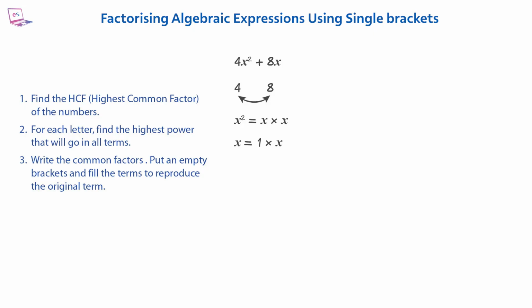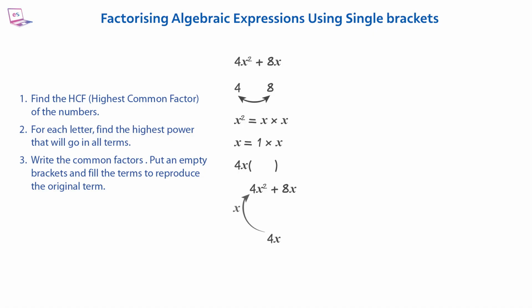It's time to move to step 3. Write the common factors found in steps 1 and 2, which is 4x, and put empty brackets. Now, we need to find the term that, when multiplied by 4x, gives 4x squared, and the term that, when multiplied by 4x, gives 8x.